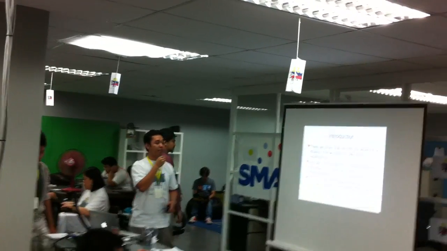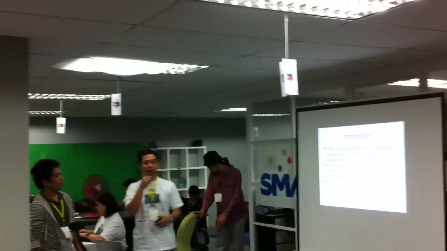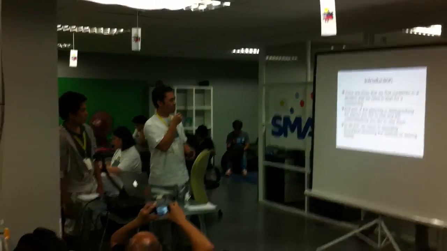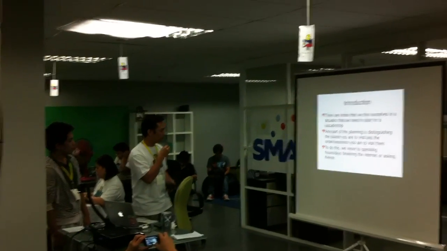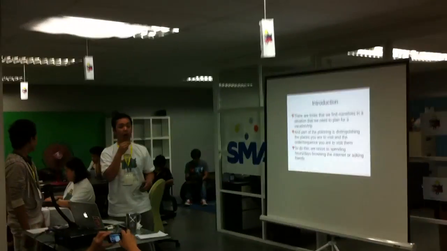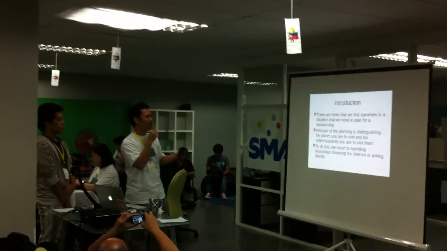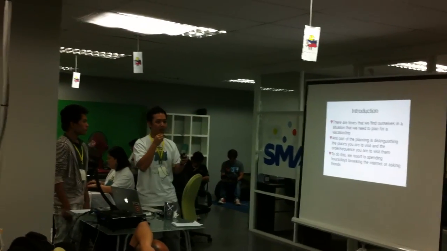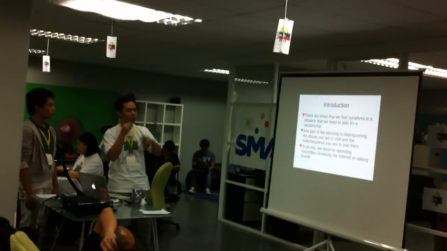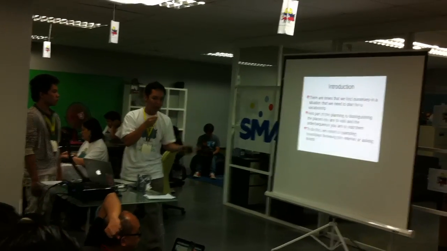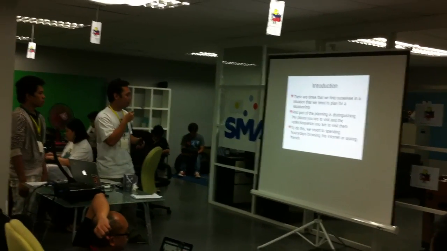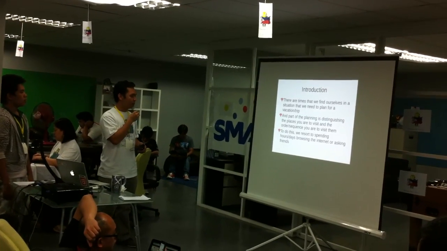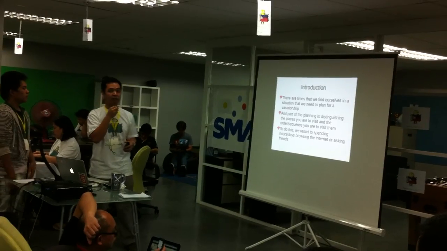There are times that we find ourselves in a situation where we need to plan a vacation or trip. Part of the planning is distinguishing the places you are to visit and the sequence in which you are to visit them. For example, you're planning to go to Hong Kong and Macau, and you want to lessen moving from Hong Kong to Macau, going back to Hong Kong, going back to Macau. So you need to know the sequence. To do this, we resort to spending hours and days just browsing the internet or asking friends.